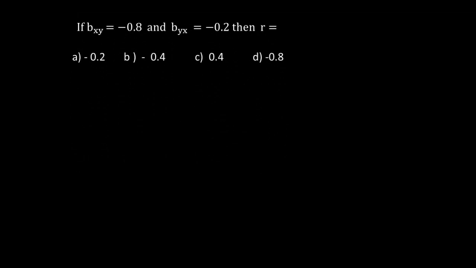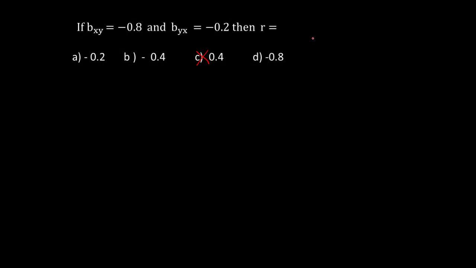What is the next question? bxy is minus 0.8, and byx is minus 0.2. Then what is r? Again both come out to be negative, so obviously the value of r must be negative. So out of the given options, this one will definitely be discarded, because this is not negative, right? Out of the three options left, we have to find the correct one.